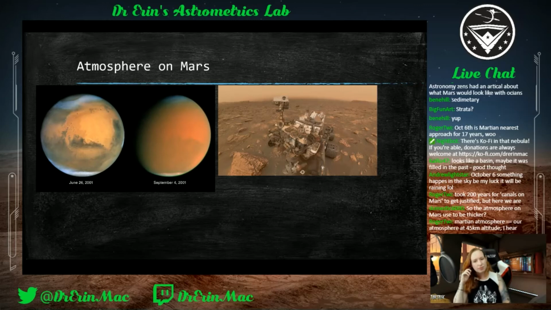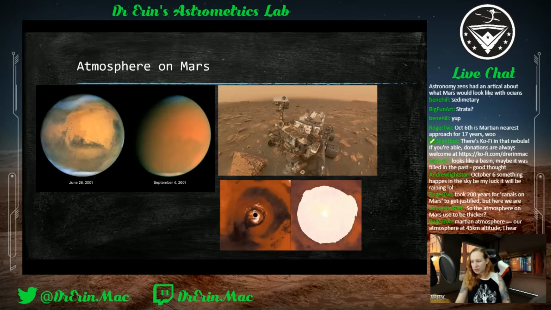It kicks up this really, really thin dust, and then it takes a long time for it to settle down. And yeah, Roger, that's a great comparison. Our atmosphere at 45 kilometers, which is really, really high, is about equivalent. So that's a great point.